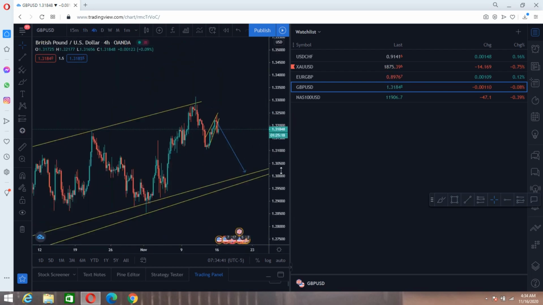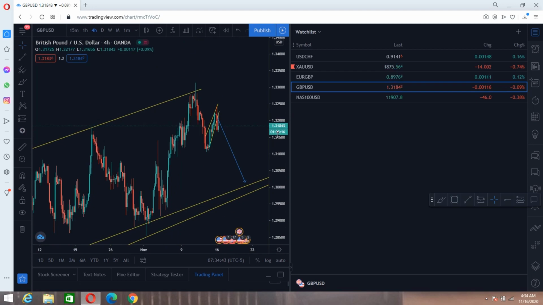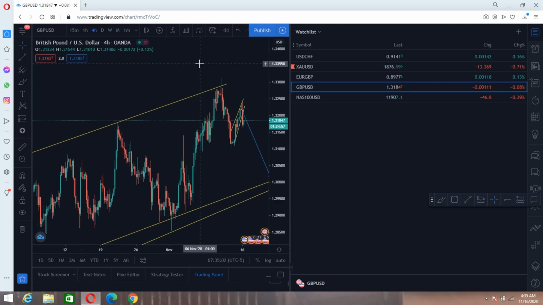So for GBP USD, I'm expecting it to come until here. This is what I'm expecting for GBP USD. So we'll just have to wait and see, but my first target is gonna be here. Then I'll wait for a reversal pattern again to see if I'm going in or not.